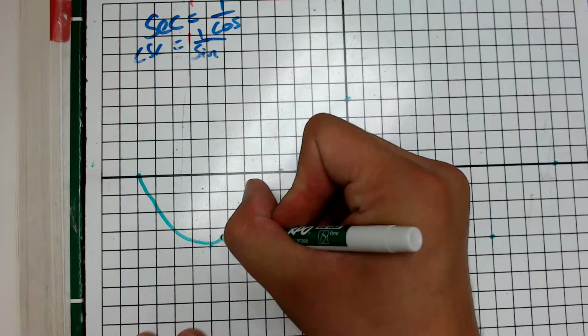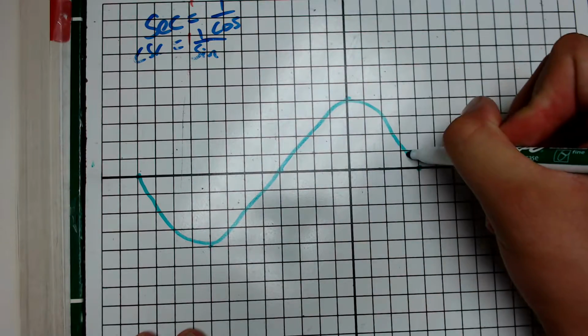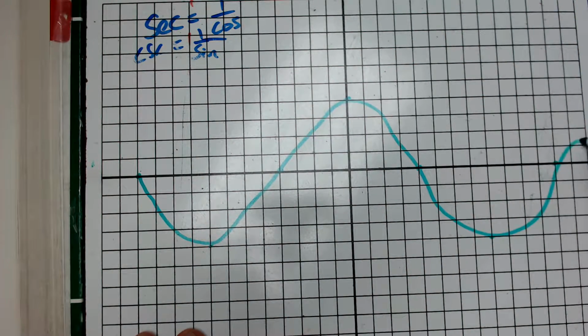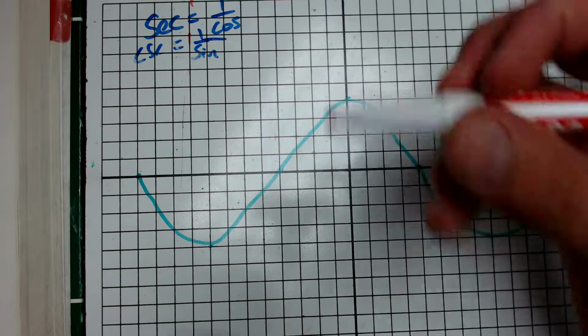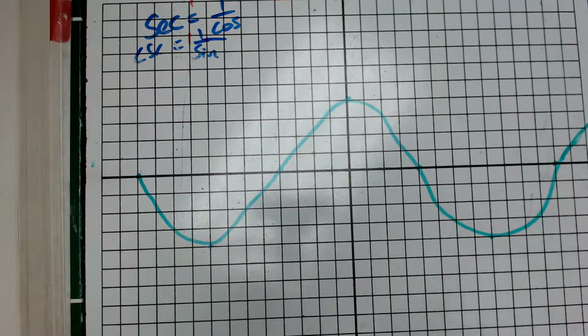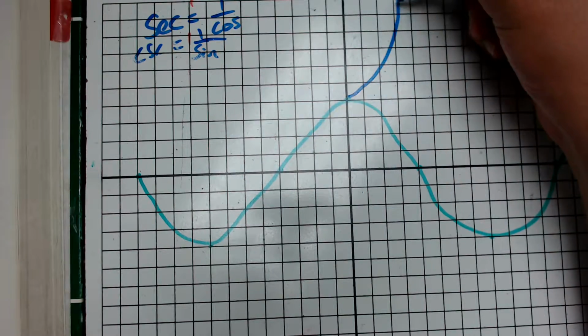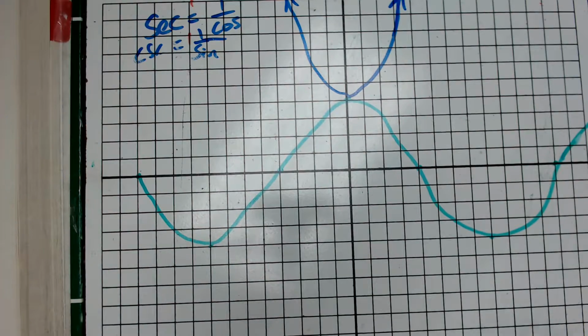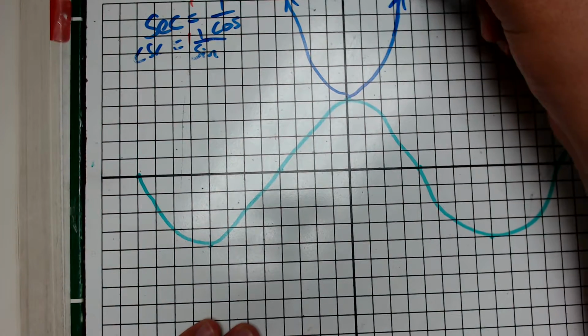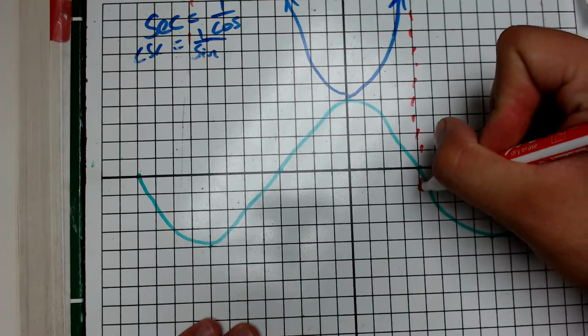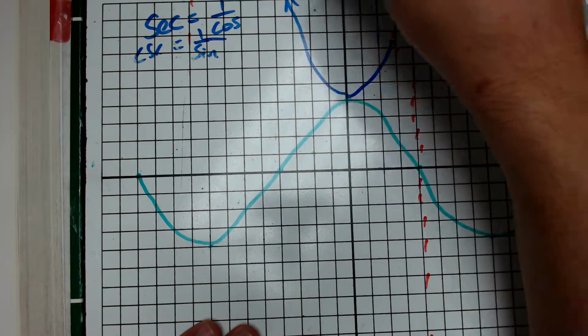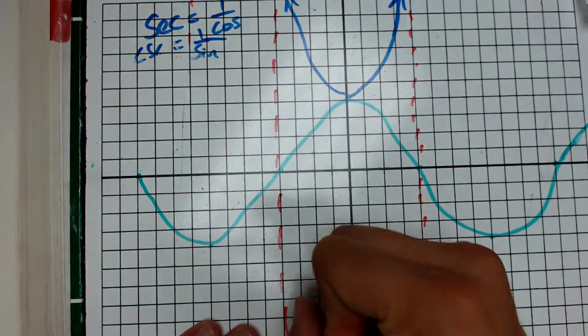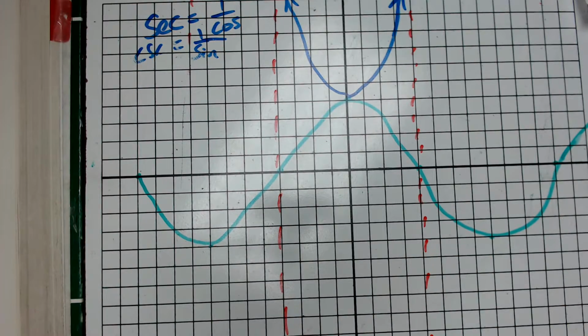So then we have a graph that looks like this. Okay. Now, just like cosecant, secant is going to be the opposite of the troughs. And it's going to be bound by vertical asymptotes. However, these asymptotes will be 180 degrees apart, starting at positive 90, negative 90. All right, so that's the difference between the secant and the cosecant.